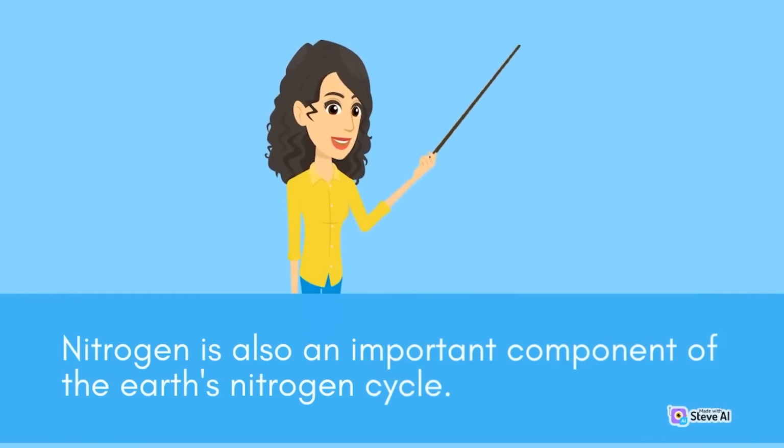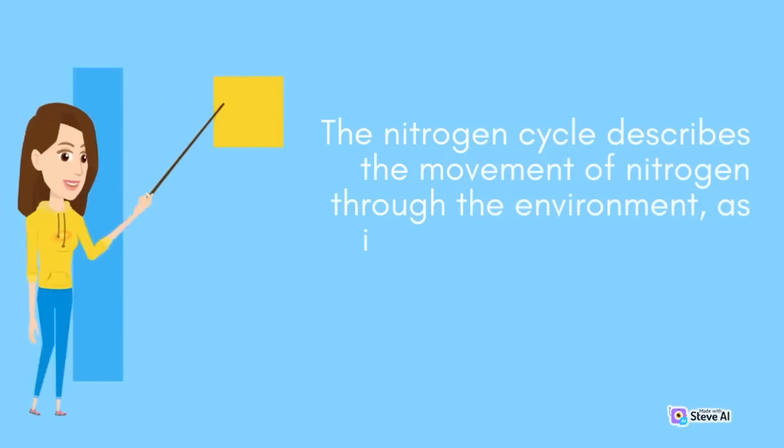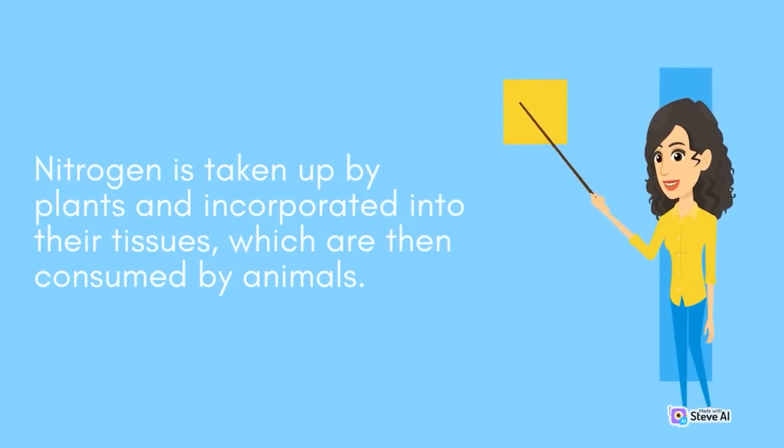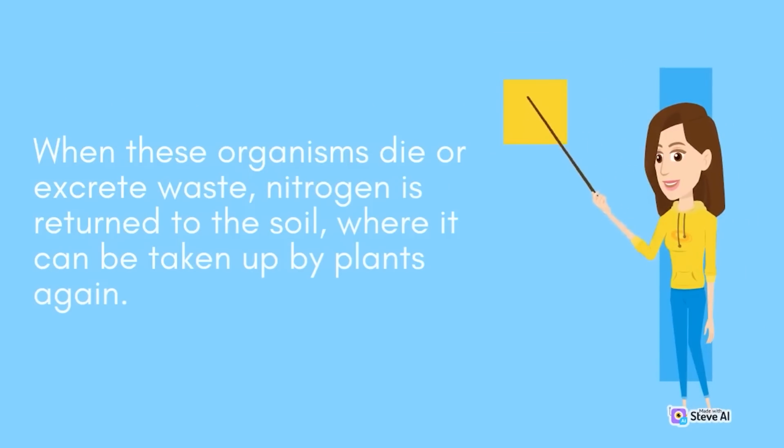Nitrogen is also an important component of the Earth's nitrogen cycle. The nitrogen cycle describes the movement of nitrogen through the environment, as it is cycled between living organisms, the atmosphere, and the soil. Nitrogen is taken up by plants and incorporated into their tissues, which are then consumed by animals. When these organisms die or excrete waste, nitrogen is returned to the soil, where it can be taken up by plants again.